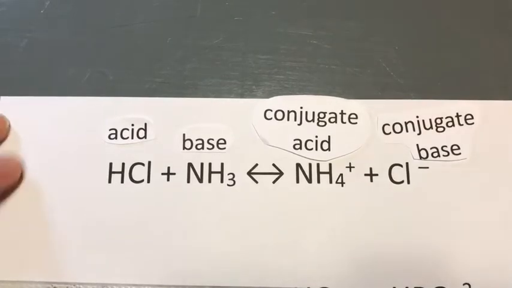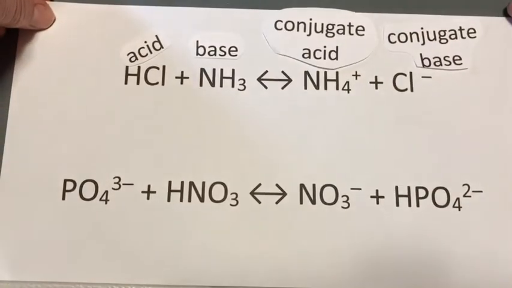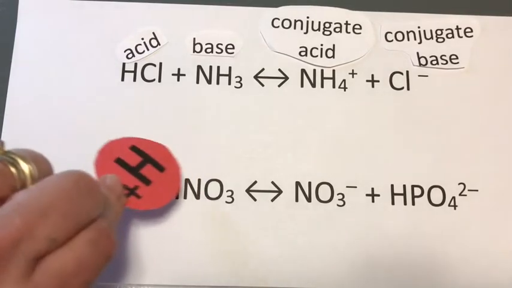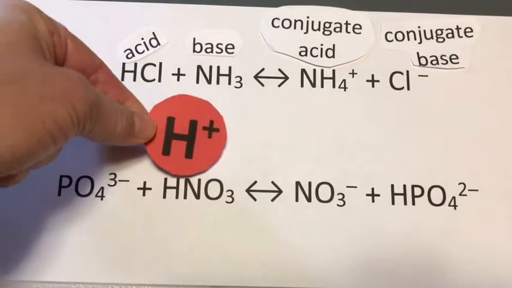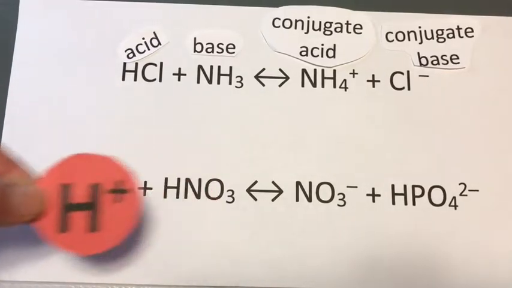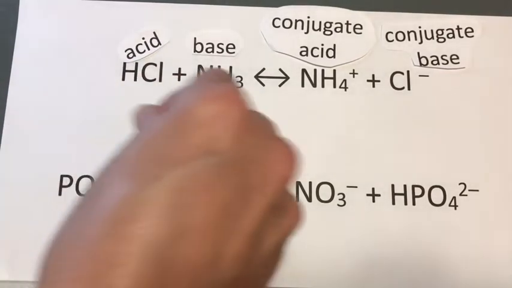Let's do another one. Here we have PO4 with a -3 charge. Now, there's no protons for it to donate, but over here we have HNO3. This one has the extra hydrogen ion that it could donate. So this must be the proton donor. This is the acid.